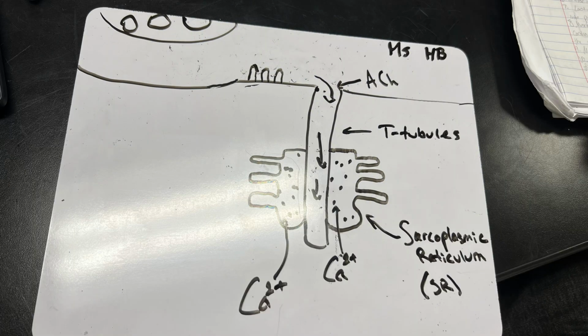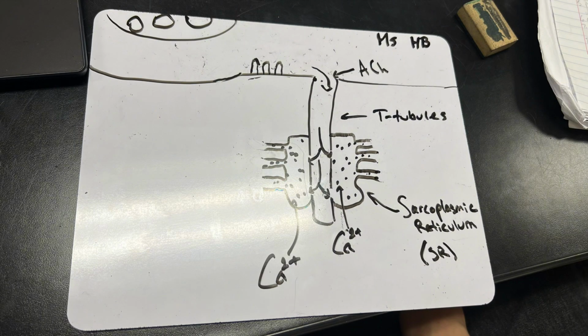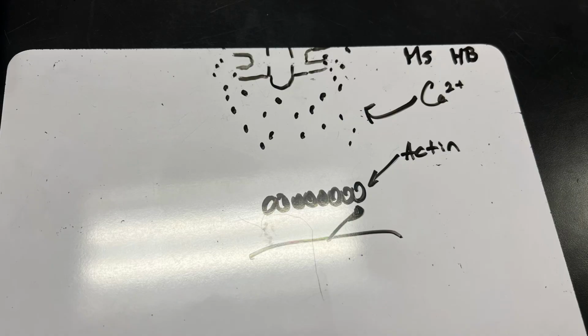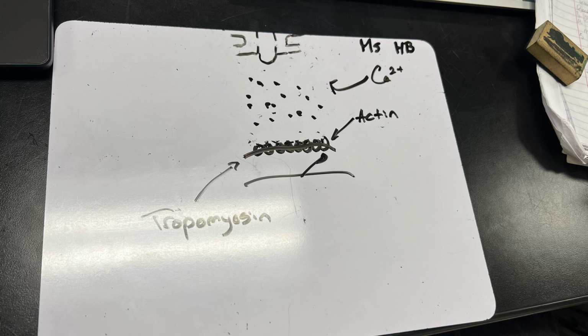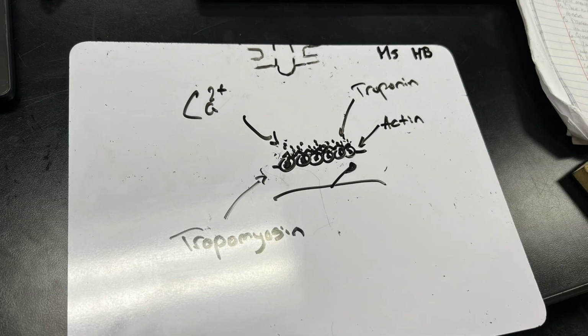When the action potential reaches the sarcoplasmic reticulum, it forces the calcium channels to open. Calcium floods out of the sarcomere, and that release is what unlocks the next stage of contraction. Calcium immediately binds to troponin, causing it to shift tropomyosin out of the way. This exposes the binding sites on actin, allowing myosin to finally grab on.